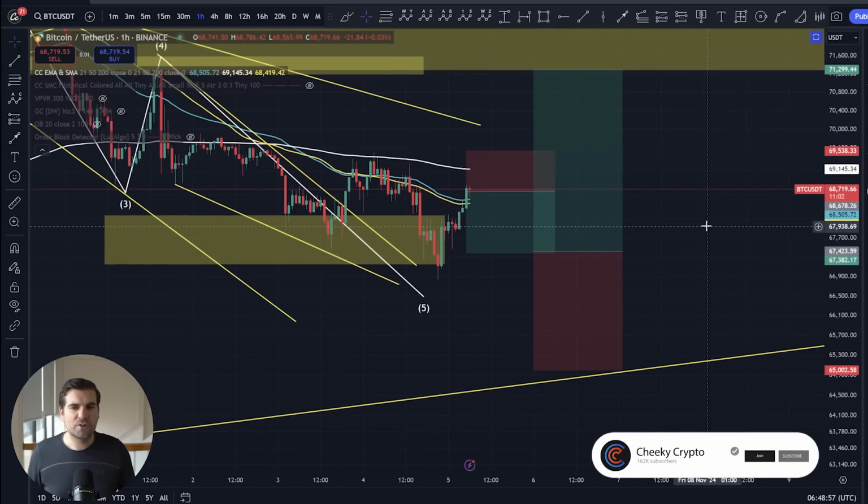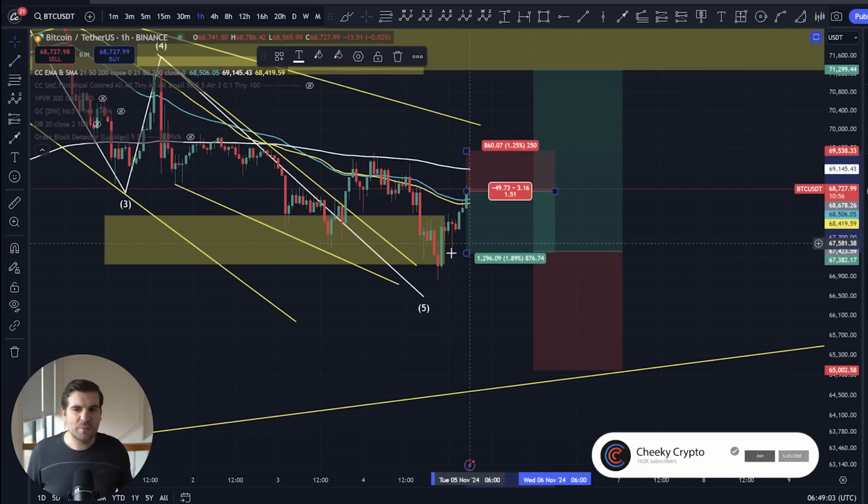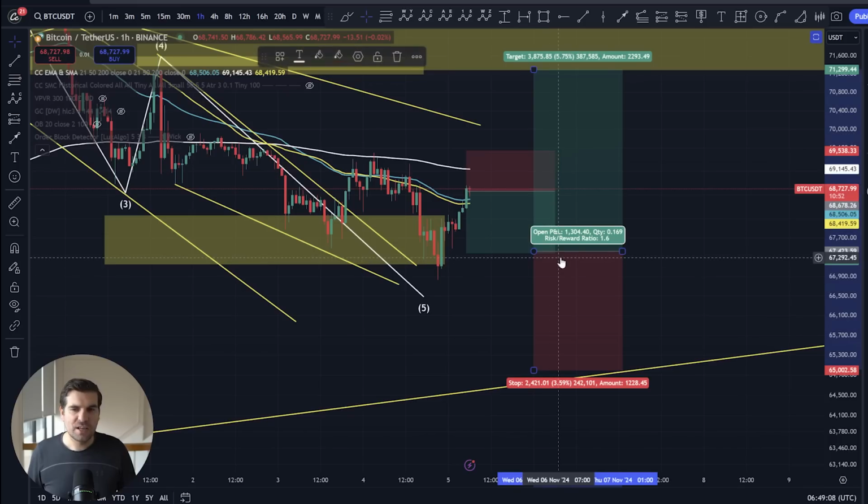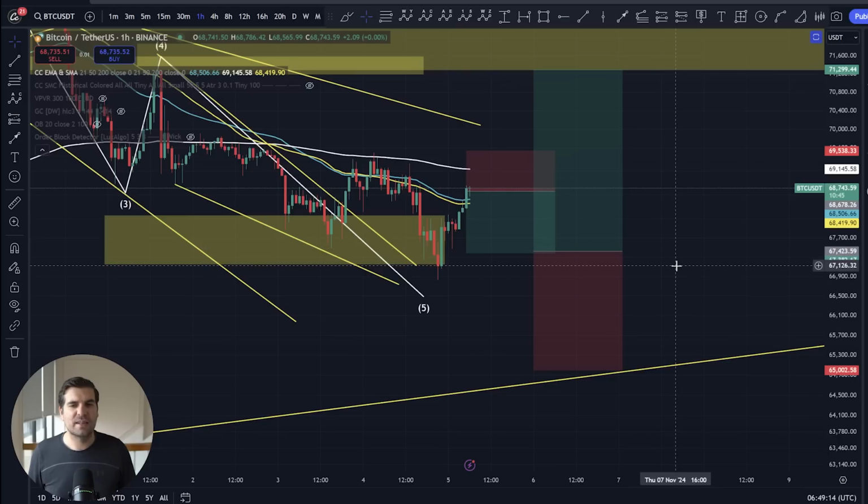Okay, so my approach on this 1 hour time frame for BTC would be that we go short into this little move and a little bit of volatility leading into the US election, and then I think we're going to be looking for a bigger break to the upside on that, so we go long for 1.6 risk reward ratio. Okay, so that's going to be my approach to trading the 1 hour time frame.